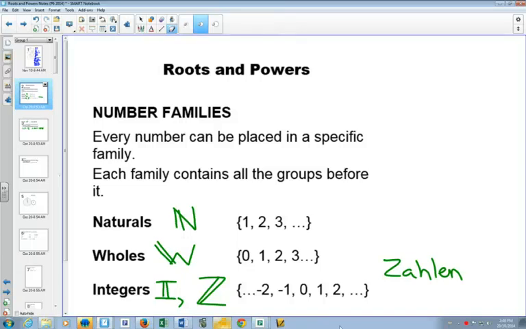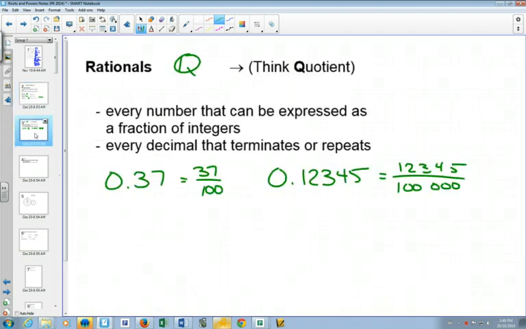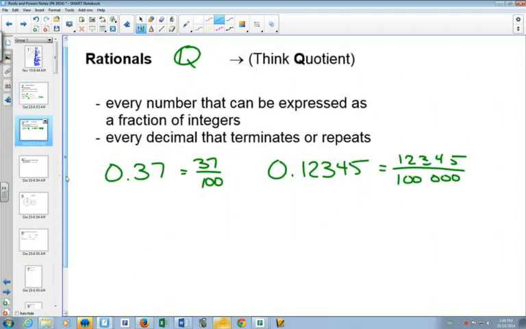For Abby, we'll erase the I so she just sees the Z. So she knows it's that one, not to get confused. Number families with the symbols, and then we're on rationals. Decimals that terminate or repeat, these are terminating ones.